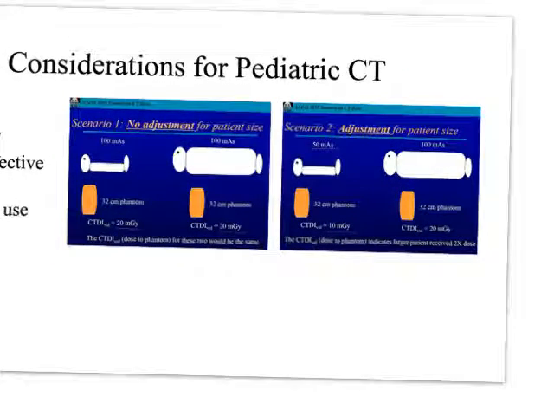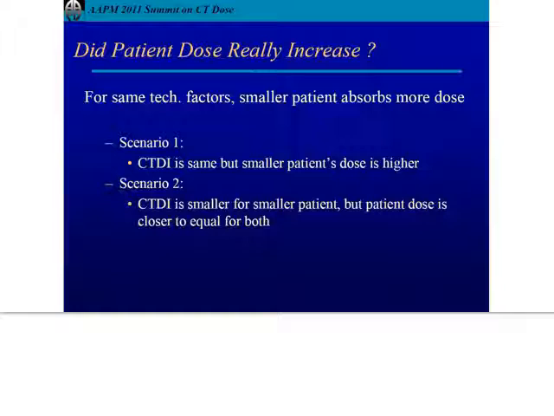Okay, now let's talk about what really happened. So what did the patient really get, right? Not what the computer told us. But for the same technique, the smaller patient is going to absorb more dose for the geometric factors that we just talked about. So in scenario 1, even though the CTDI is the same, the smaller patient's dose is much higher. Much higher. Versus scenario 2, even though the technique was decreased, that smaller patient's dose is now just about equivalent to King Hot Dog's dose.